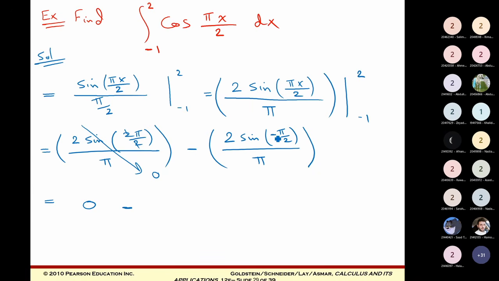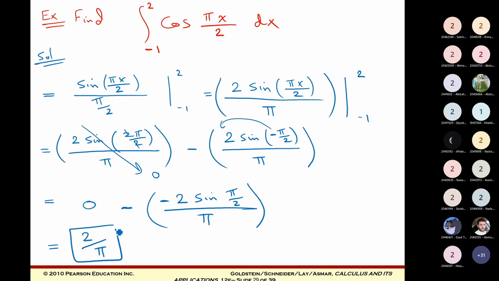Now we can put this negative outside the sine. So we have negative negative sine pi over 2 over pi. What's the value of sine pi over 2? 1. So this is equal to 0 minus negative 2 over pi, so we have positive 2 over pi. This is the value, because the sine of pi over 2 is equal to 1. Okay? Any question?